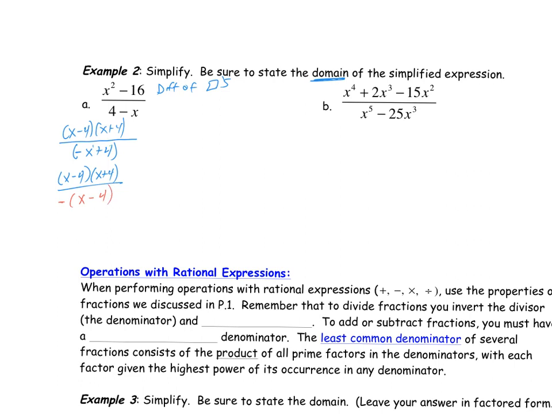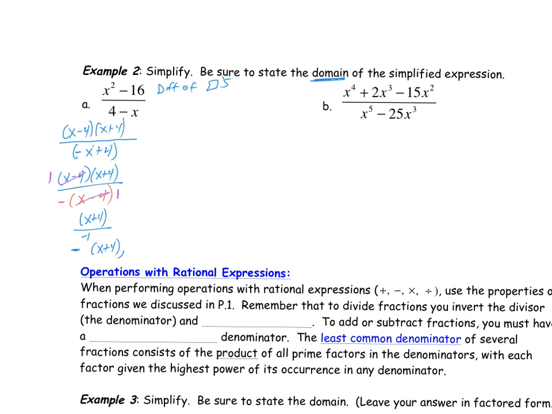And now we can see that we have a common factor between the numerator and the denominator, which is x minus 4. We're going to cancel that out, leaving the expression. We'll have in the numerator x plus 4, and in the denominator negative 1, which we would rewrite as the opposite of the quantity x plus 4. If you want, you can distribute that negative in. Okay, but this is a key idea here.